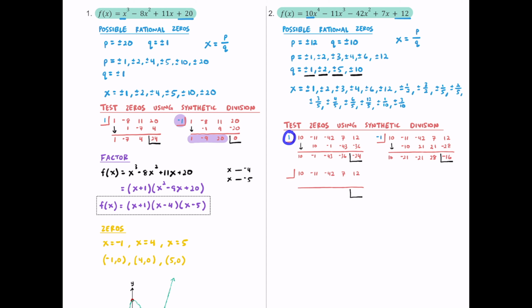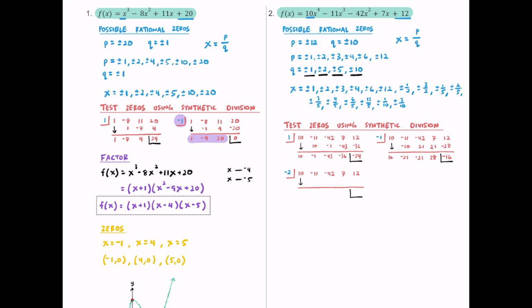All right, so we tested 1 and we got negative 24 out. We tested negative 1 and we got negative 16, which is closer to 0. I'm going to try a smaller number now and see if we can get even closer. So let's maybe try something like negative 2, okay? And let's go ahead and bring this down.